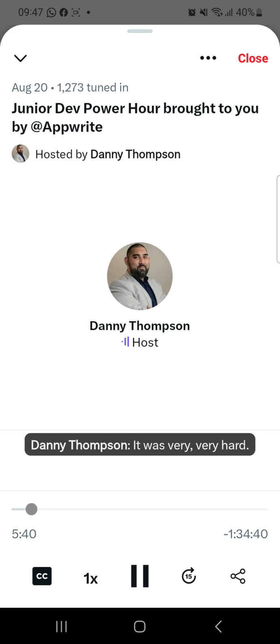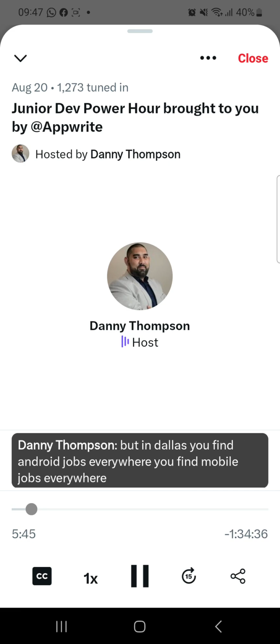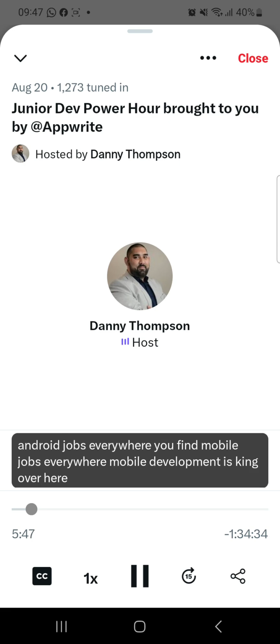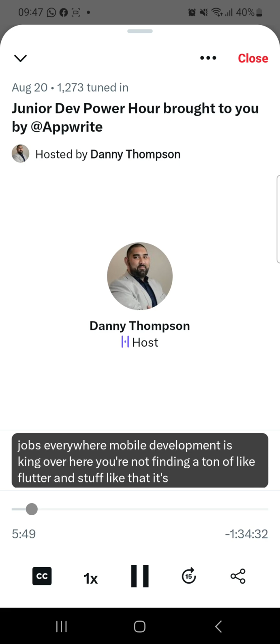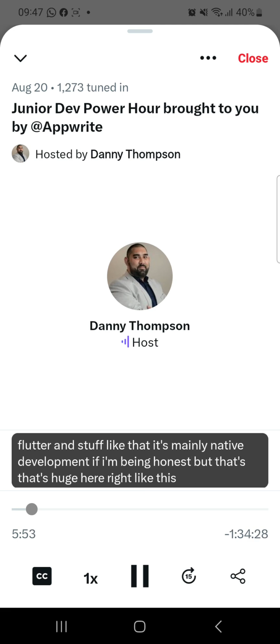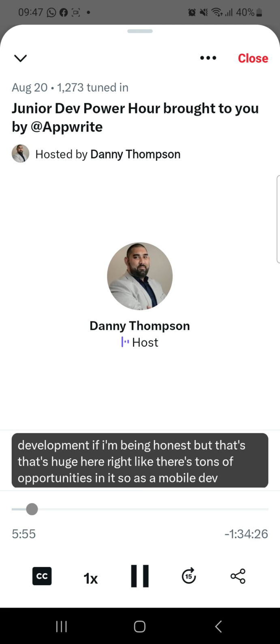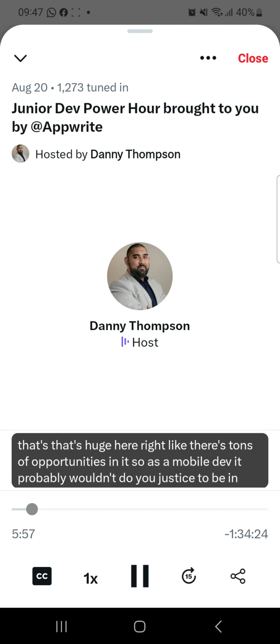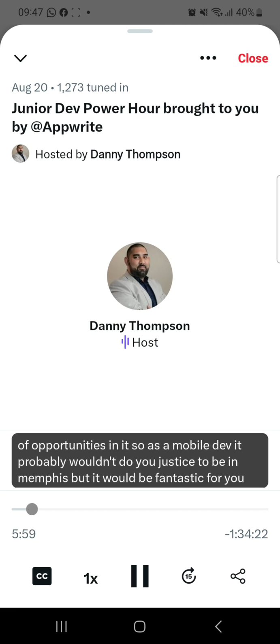But in Dallas, you find Android jobs everywhere. You find mobile jobs everywhere. Mobile development is king over here. You're not finding a ton of Flutter and stuff like that. It's mainly native development, if I'm being honest. But that's huge here, right? There's tons of opportunities in it. So as a mobile dev, it probably wouldn't do you justice to be in Memphis, but it would be fantastic for you to be in Dallas, right?